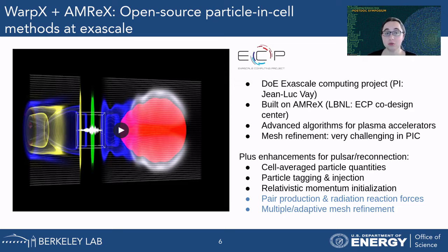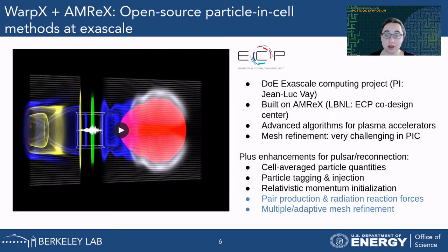One advantage of WarpX is that it has mesh refinement, which is very challenging to do in PIC. So it's an excellent starting point if we wanted to perform the first reconnection and pulsar simulations with mesh refinement. WarpX currently implements a single level of static mesh refinement. So if we were able to get a single level working, we would hope also to be able to expand to multiple levels and/or adopt an adaptive scheme.